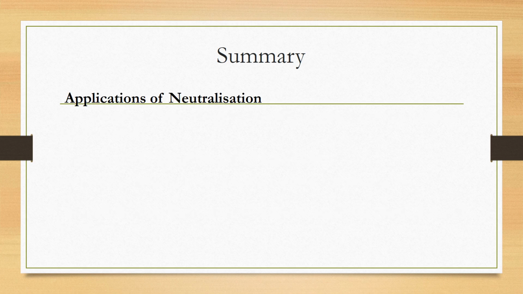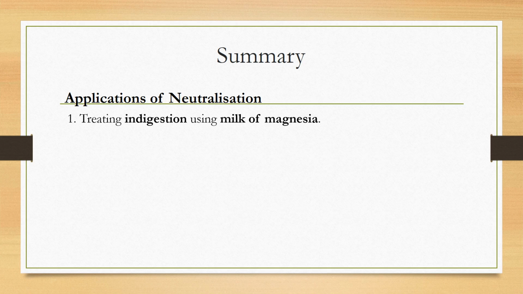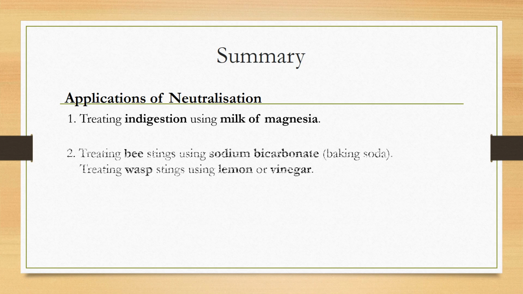Neutralization reaction plays an important role in our everyday life. For example, to treat indigestion, which is caused by an excess of acid in the stomach, an alkaline substance such as milk of magnesia is consumed. Bee stings are acidic in nature. They can be treated using basic sodium bicarbonate.